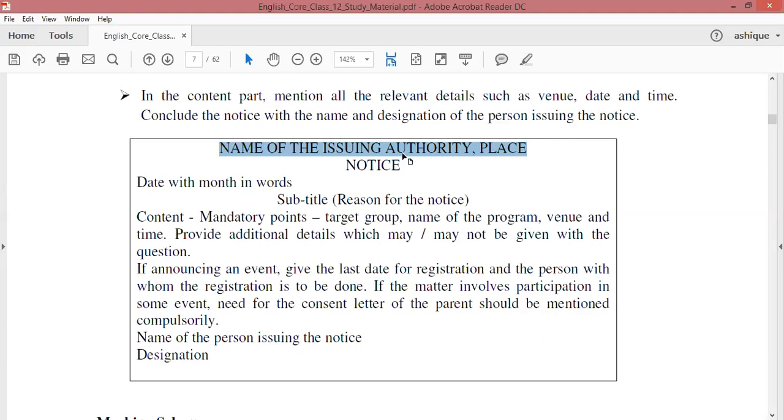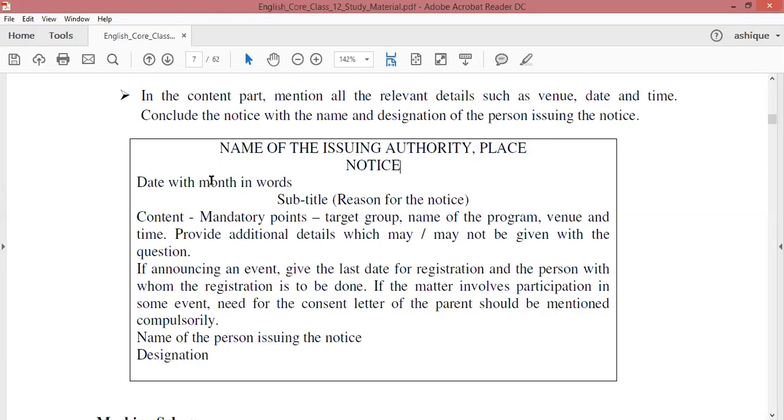So see, between the place, the notice, and the issuing authority, there's no gap in the format. But definitely, students, you leave a space and write it, because a sufficient page will be provided to you. Spacing gives proper presentation, and proper presentation carries marks.